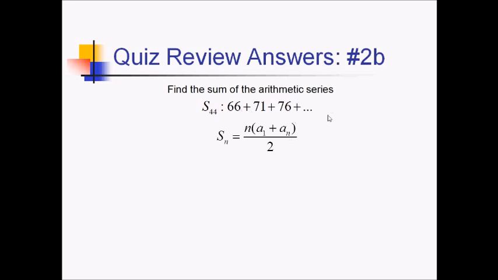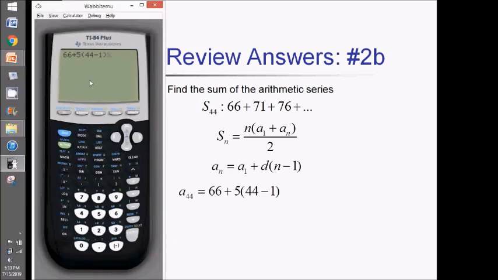So to find that 44th term, we're going to use our nth term formula for an arithmetic series. That's this formula here, a1 plus d times n minus 1. We have an a1 value of 66. We have a common difference of 71 minus 66, so 5 for d. And the n that we're looking for is 44 in this case. We want the 44th term. So plugging all that in, let me use my calculator. And that all is going to come out to 281.